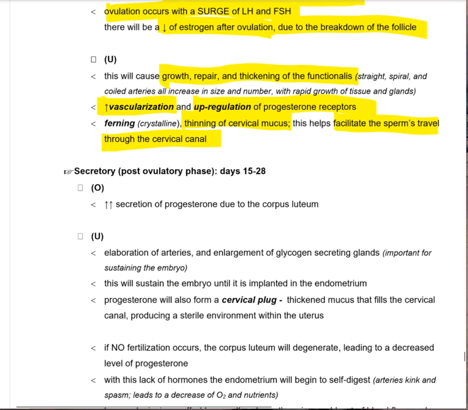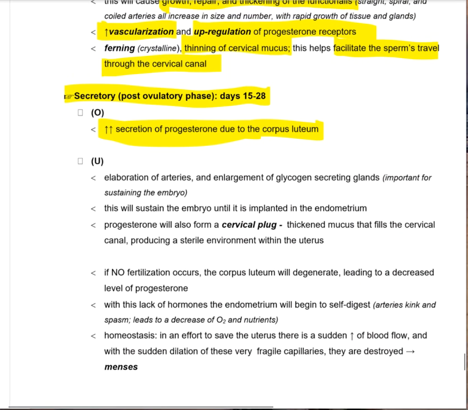Now we're in the secretory or post-ovulatory phase, and this is the last 14 days of the cycle. Now remember, the corpus luteum is being maintained for a little while and producing a lot of progesterone, and the uterus is sensitive to progesterone now. So what does it do? Well, the uterus keeps developing. It elaborates arteries, more arteries, lots of glycogen-secreting glands, and this makes sense because this will help sustain the embryo, because glycogen is glucose, and glucose can be food for the embryo.